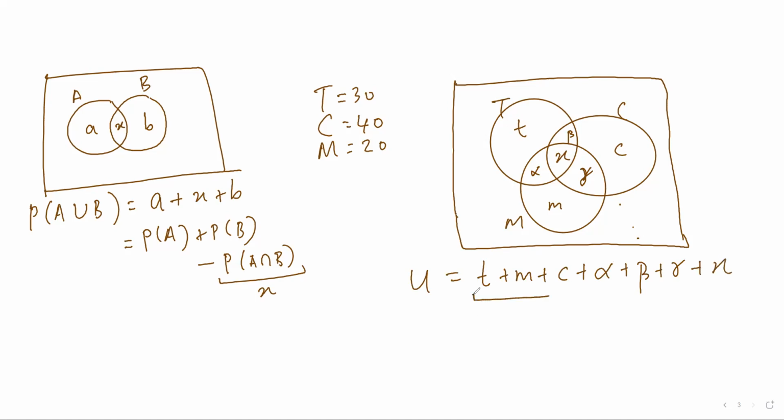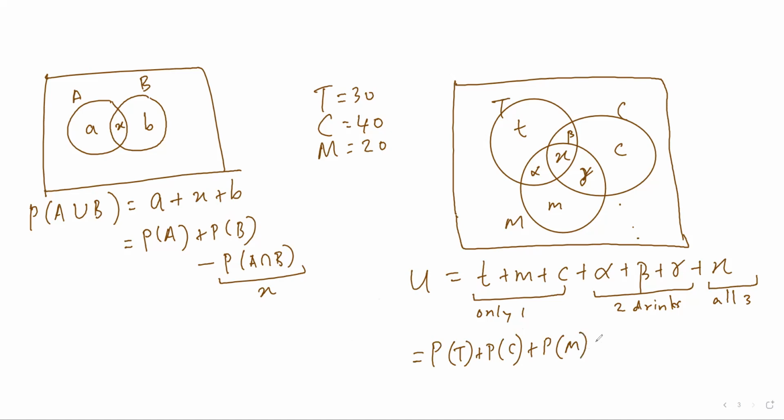So this is the category of people who drink only one drink. And this is 2 drinks, people who drink 2 things. And this is the people who drink all 3. In order to obtain this in the probability sense, you have to add up the probability of tea plus the probability of coffee plus the probability of Milo. And you should understand here that it's actually triple counted now.